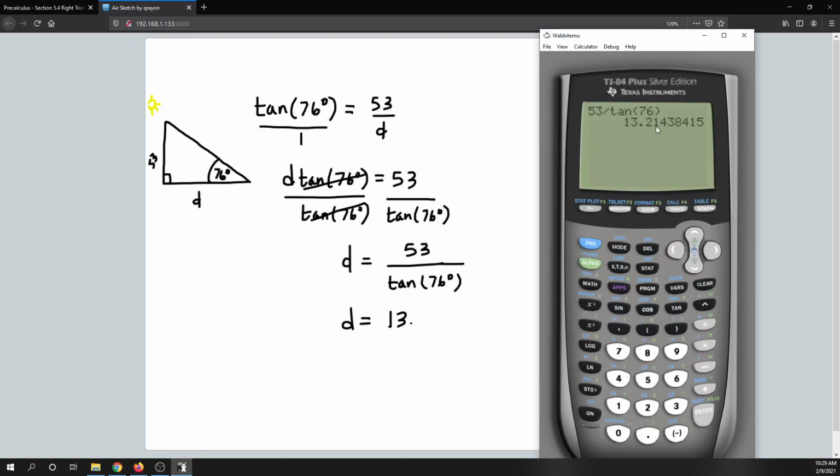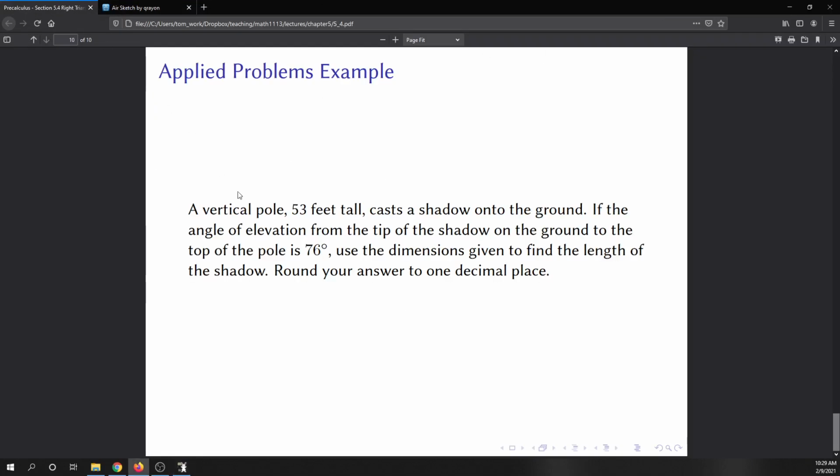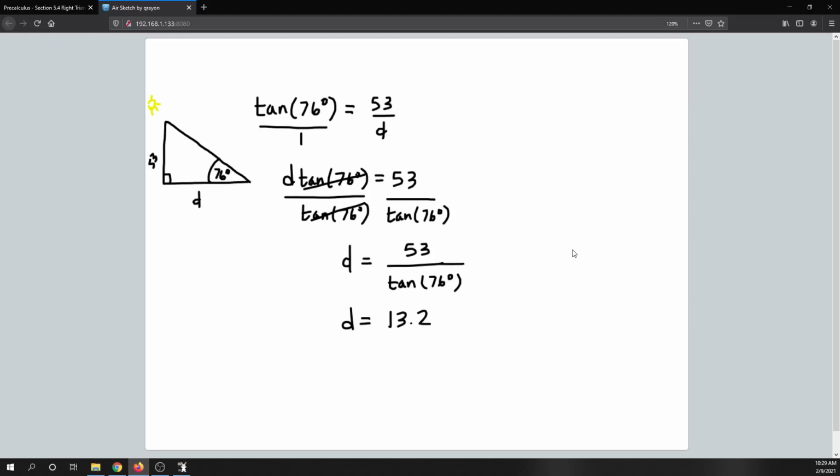Because this is a 1. So 13.2. And don't forget your units on these applied problems. The length of the pole is specified in feet, so that means that our measurement is also going to be in feet. And so the length of the shadow is 13.2 feet.